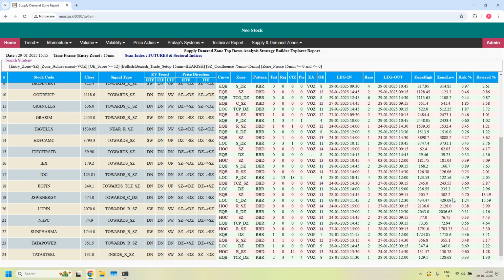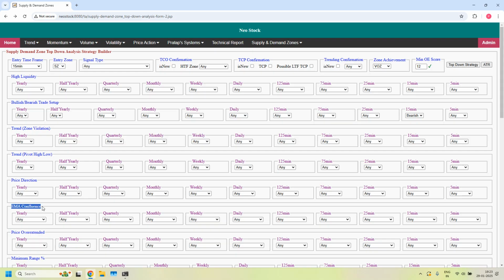Now we can further filter this list based on the EMA confluence, because the 15-minute supply zone is part of the 75-minute supply zone. If the 75-minute supply zone has daily EMA confluence, because the 75-minute trend is down in all these stocks, there could be even more high probability bearish trade setup supported stocks. Let's verify. In the EMA confluence, I am setting the filter on the 75-minute time frame, because the 15-minute supply zone is part of the 75-minute supply zone. That's why I am checking whether the 75-minute supply zone has daily EMA confluence or not.